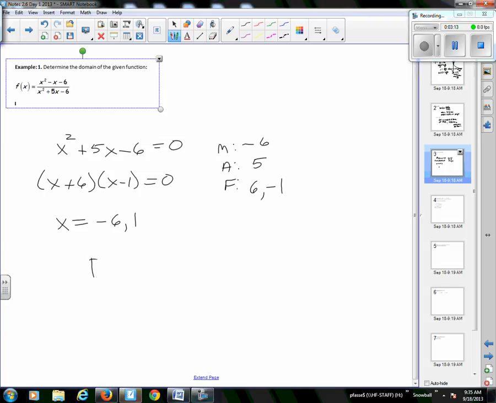So our domain is, and you could just write the interval. You don't have to write d with the colon. It'll be negative infinity to negative 6, parenthesis, remember, because negative 6 is not a part of the domain. Union, negative 6 to 1. Union, 1 to infinity.